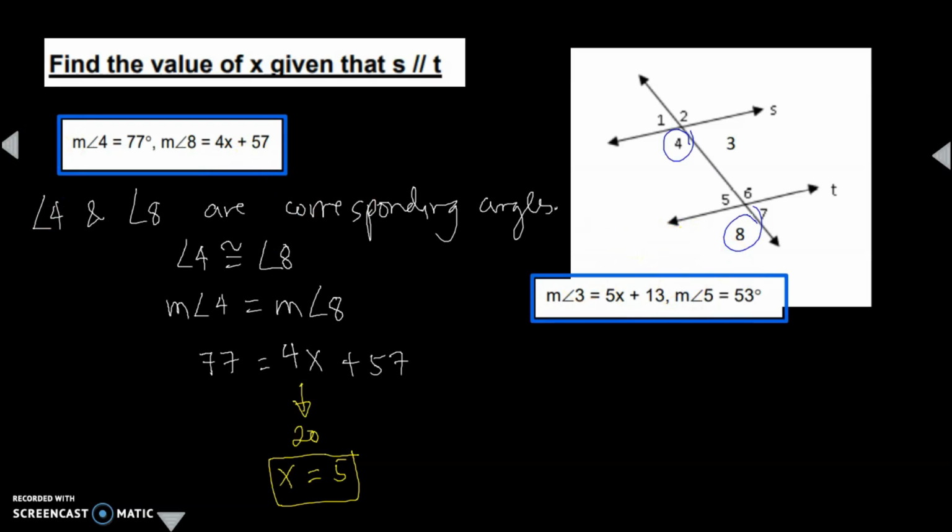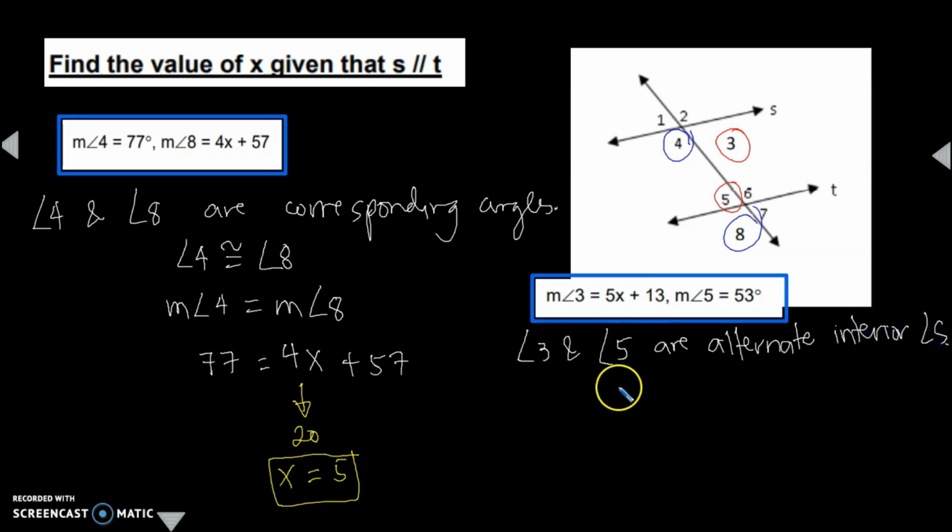Same thing goes. You just have to identify what kind of angles they are. I'll be using a different shade, I'll use red. So angle 3 and 5, by referring to the given figure, are alternate interior angles. Recalling what about alternate interior angles? Alternate interior angles are congruent. So we write angle 3 is congruent to angle 5. And since they are congruent, their measures are equal. We just substitute. The measure of angle 3 is 5x plus 13 and angle 5 is 53.